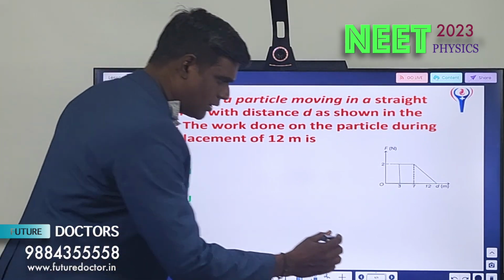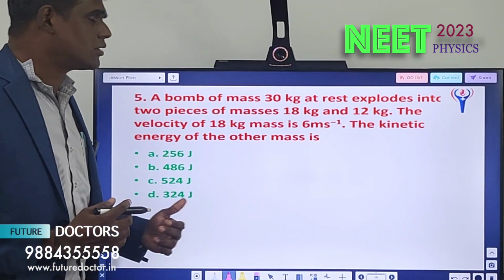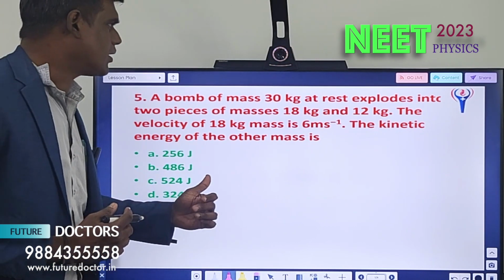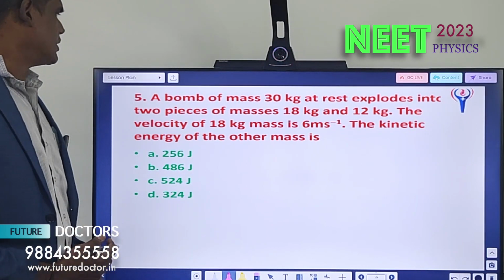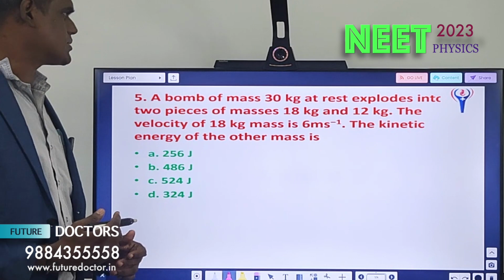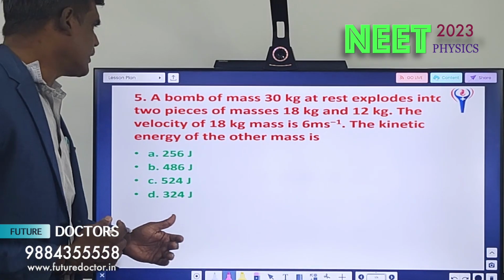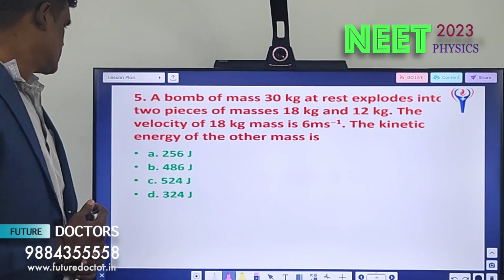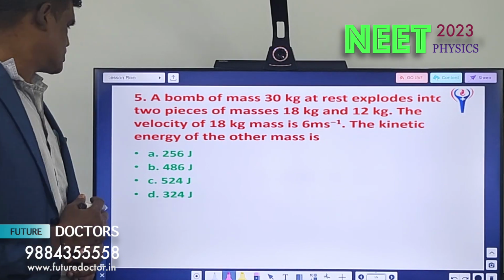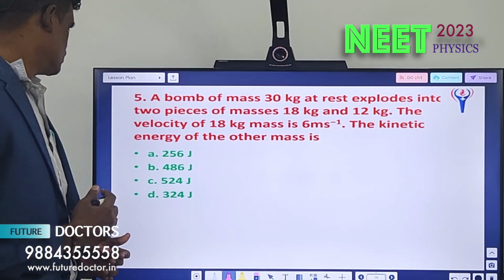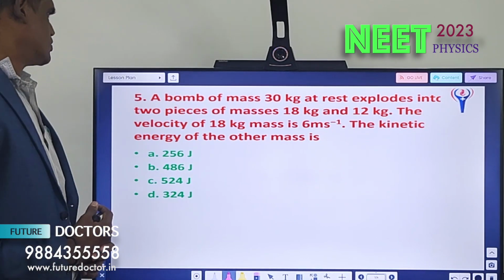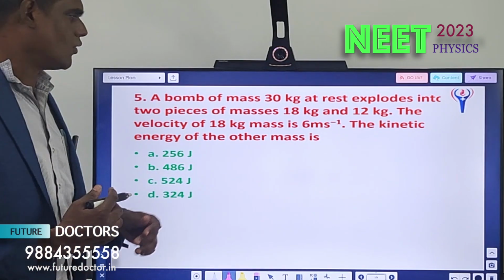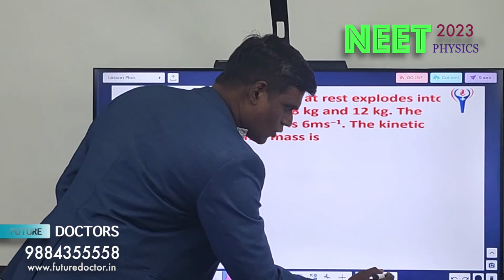Let's move to question number 5. A bomb of mass 30 kilogram at rest explodes into 2 pieces of masses 18 kilogram and 12 kilogram. The velocity of 18 kilogram mass is 6 meter per second. The kinetic energy of other mass is dash. Option A 256 joules, B option 486 joules, C option 524 joules, D option 324 joules. That is, by knowing the relationship between initial kinetic energy and final kinetic energy, you are going to find the solution.